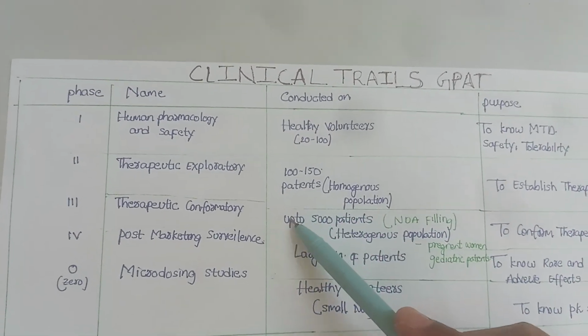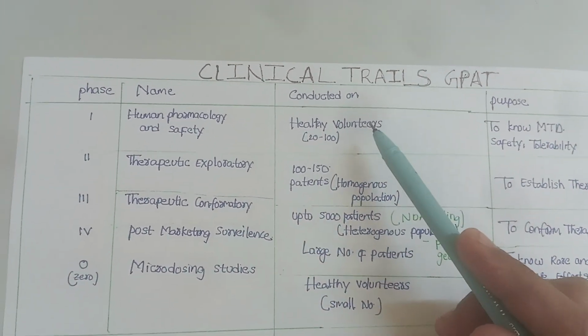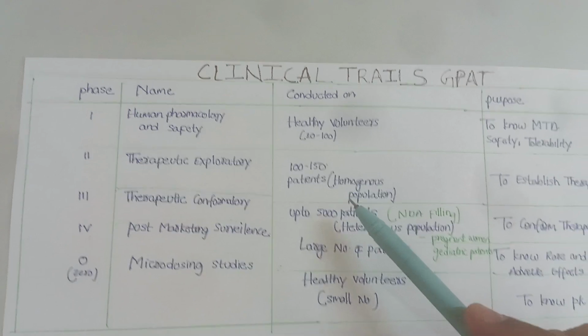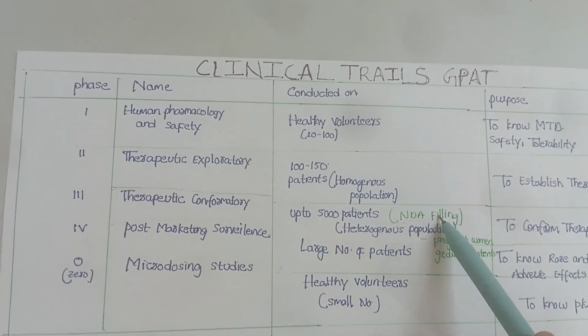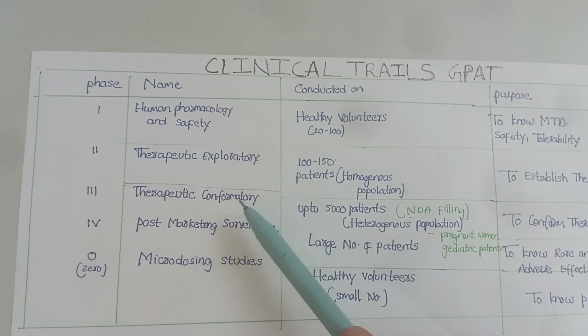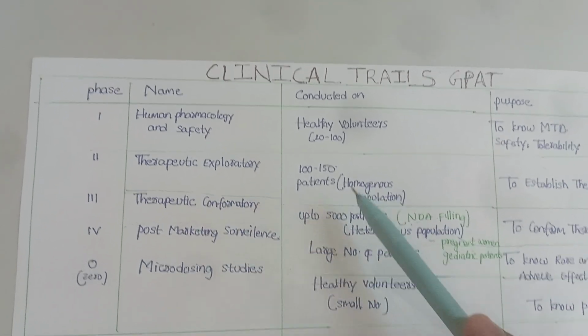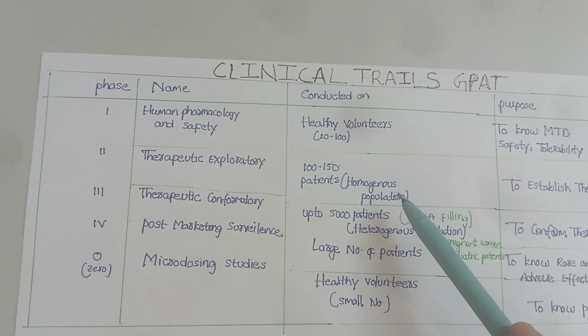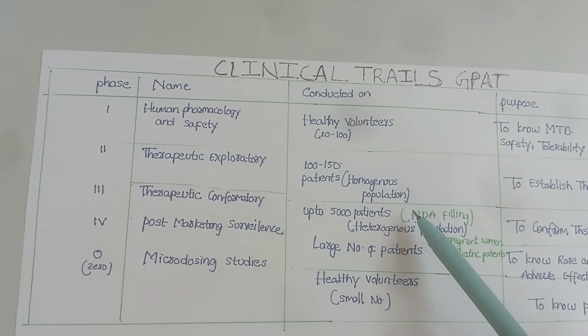And this phase 3 is very, very important. If you succeed with your phase 1, phase 2, and phase 3, you can go for NDA filing. This is a very, very important bit for GPAT. So for phase 3 clinical trials, therapeutic confirmatory, you can file the NDA application after the completion of your phase 3 clinical trials.